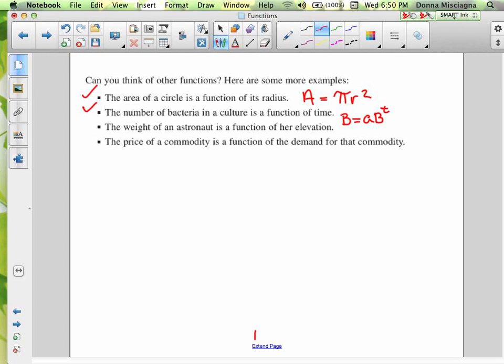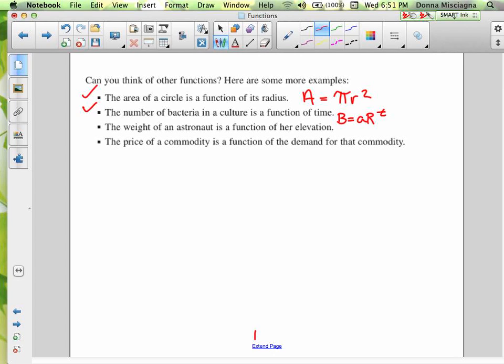Whoops, I shouldn't use the same letter. Sorry. Let's not use B. Let's just call it something else. I forgot I already used B. So bacteria is equal to A, the starting amount, and let's call it R for the rate of change.